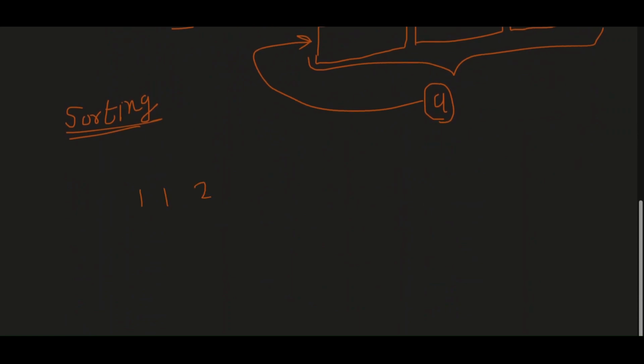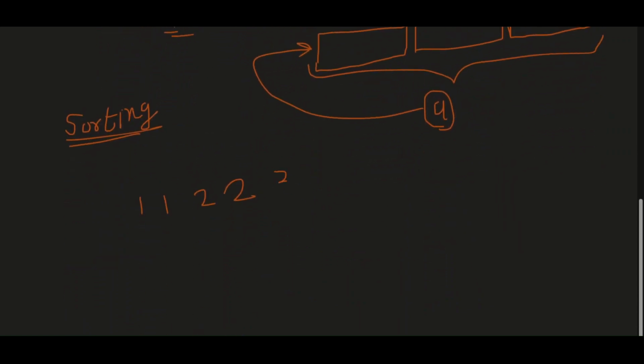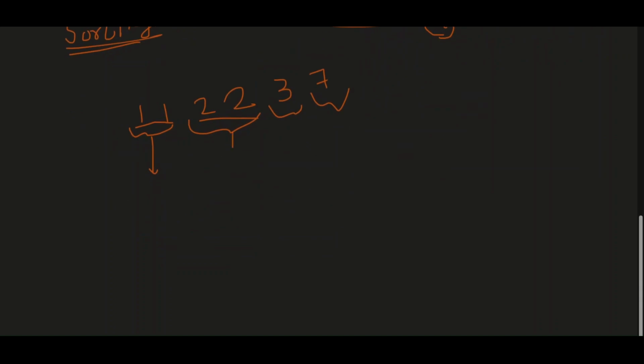Let us say 1 1 2 2 3 and 7. Then you can see that whichever element is duplicated, they come adjacent to each other. There is a 2 2 which is duplicated, there is a 1 1 which comes together. Now what you have to do is simply check if my current element is equal to my previous element.